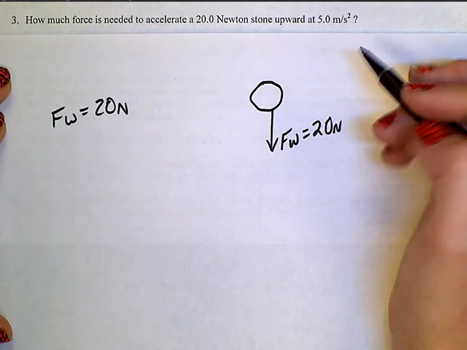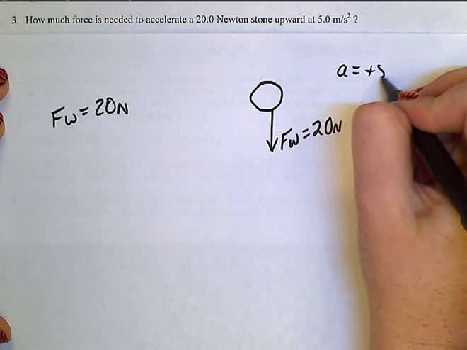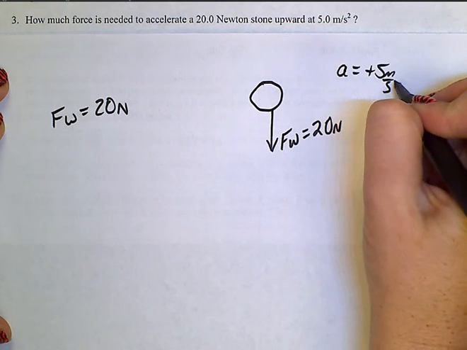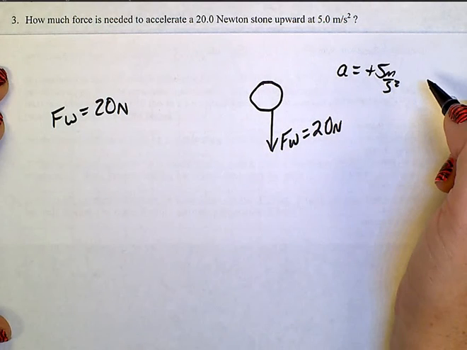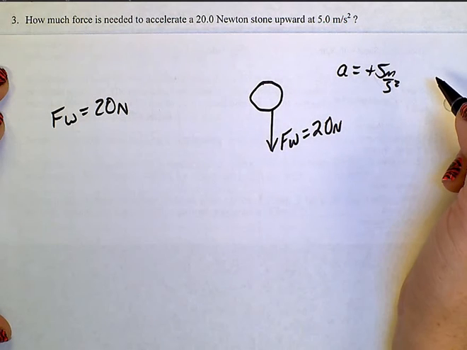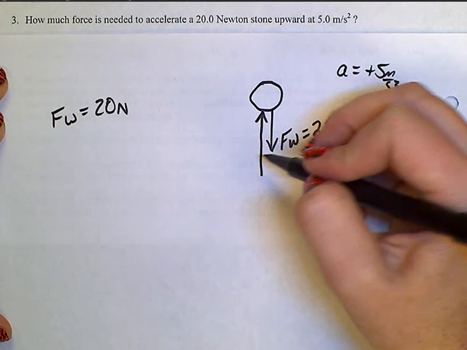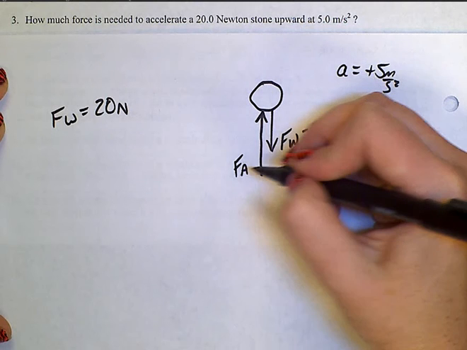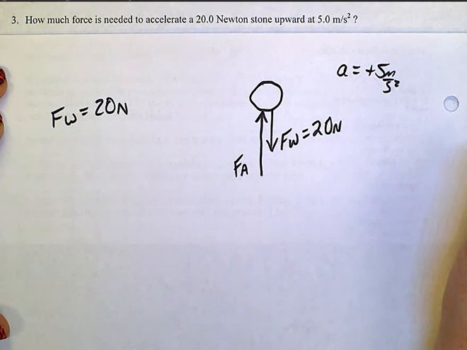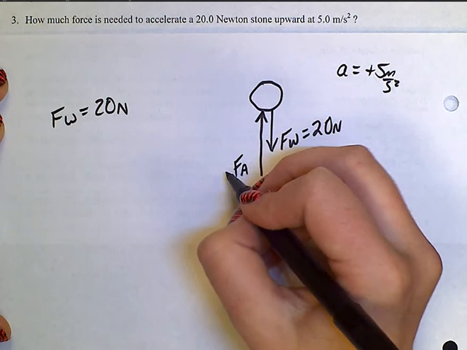Since I know that my acceleration needs to be a positive 5 meters per second squared, that means it's going to be unbalanced in the up direction. So this one pushing up is going to need to not only overcome the weight, but then give it some more to actually make it accelerate upwards. Alright, FA, this is what I'm looking for.